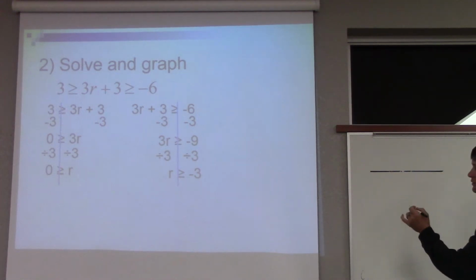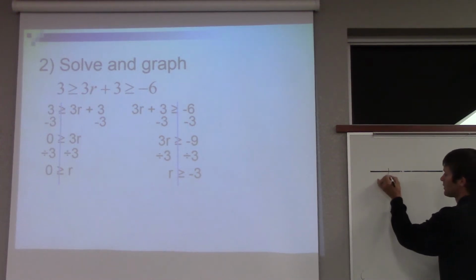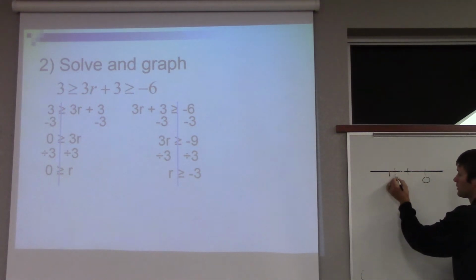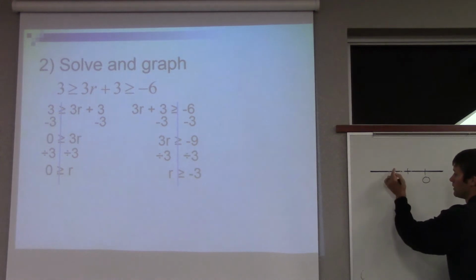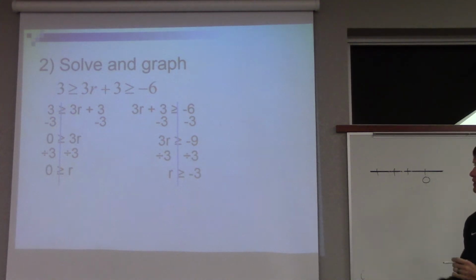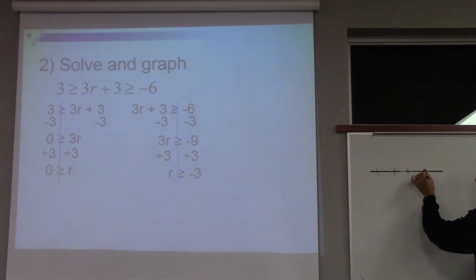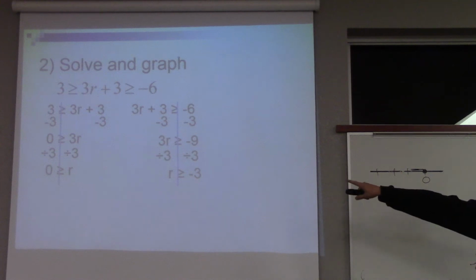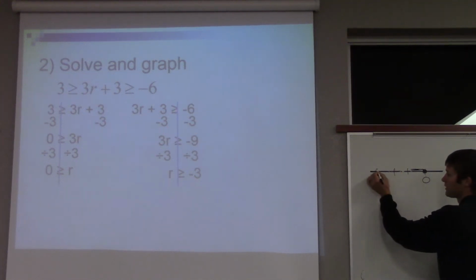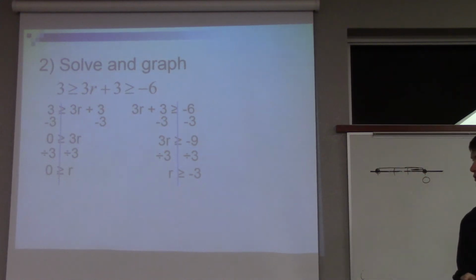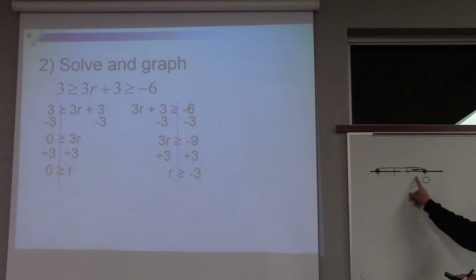If we graph this, we'd say r is less than 0. So let's put 0 here. 1, 2, 3. r is less than or equal to 0. So closed dot. Less than or equal to would be going that way. r is greater than or equal to -3. Down here, greater than or equal to. So we're going this way. And they're coming in. So any number between this range would work.